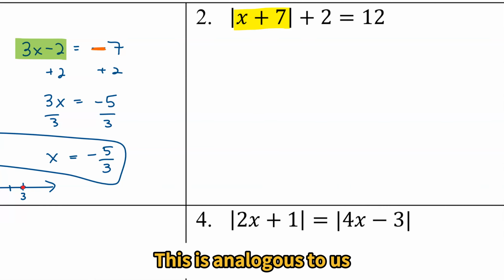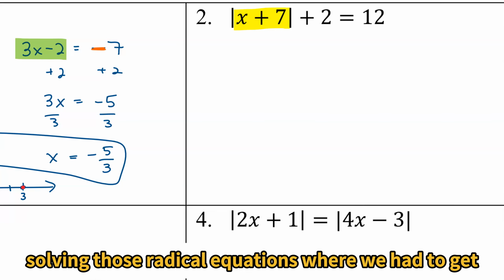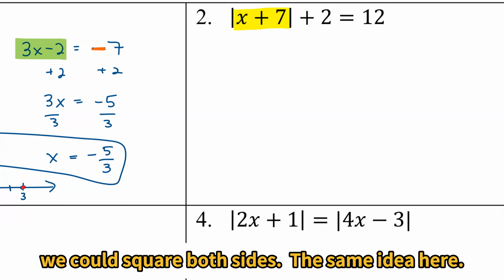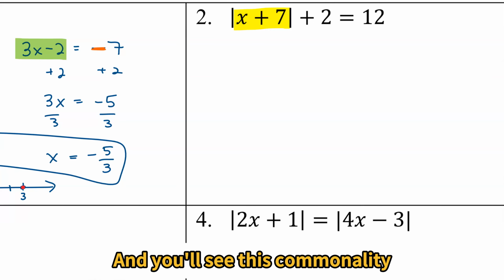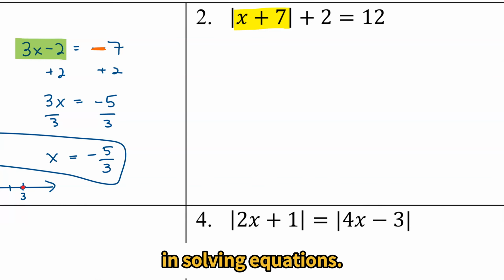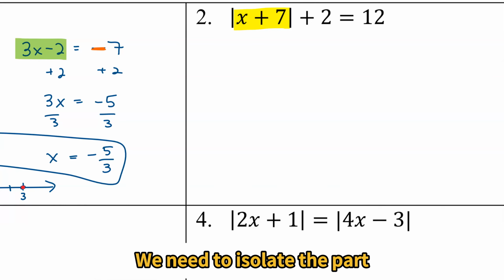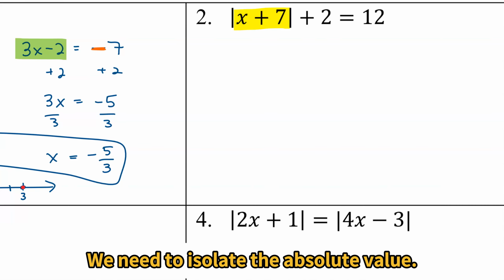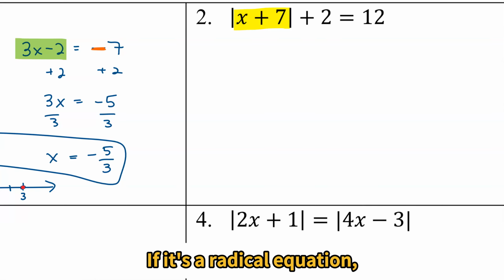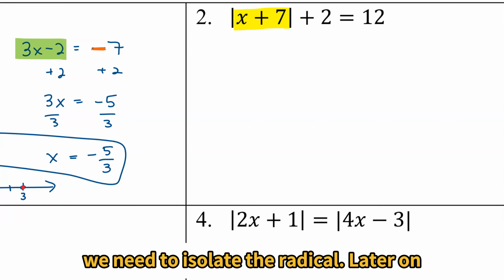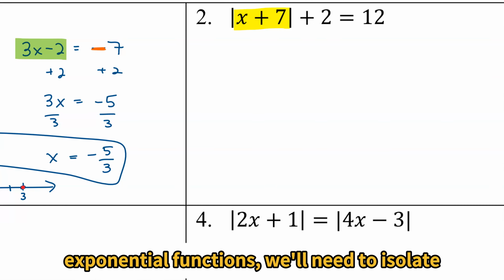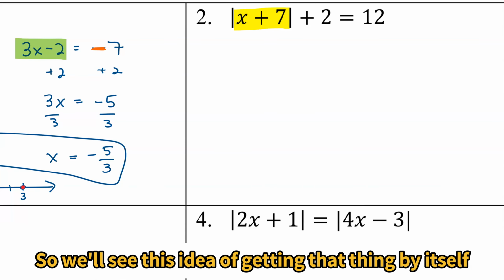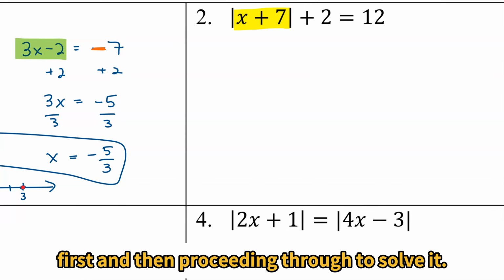This is analogous to us solving those radical equations where we had to get the radical by itself first and then we could square both sides. The same idea here. And you'll see this commonality throughout all of what we do in solving equations. We need to isolate the part that makes it that type of equation. We have an absolute value equation here. We need to isolate the absolute value. If it's a radical equation, we need to isolate the radical. Later on, when we talk about exponential functions, we'll need to isolate the exponential. So we'll see this idea of getting that thing by itself first and then proceeding through to solve it.